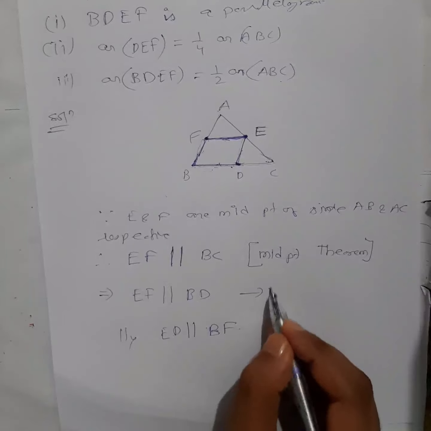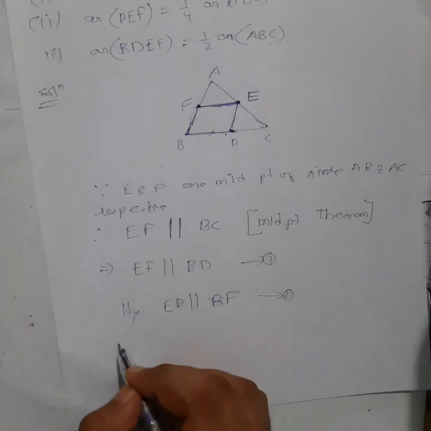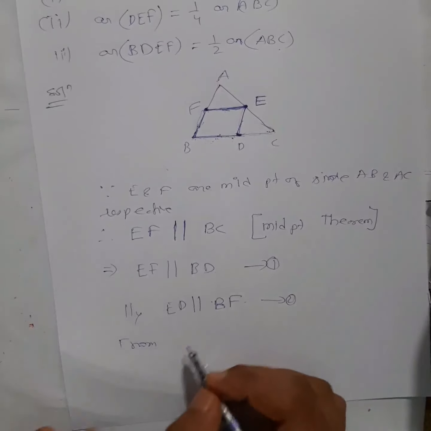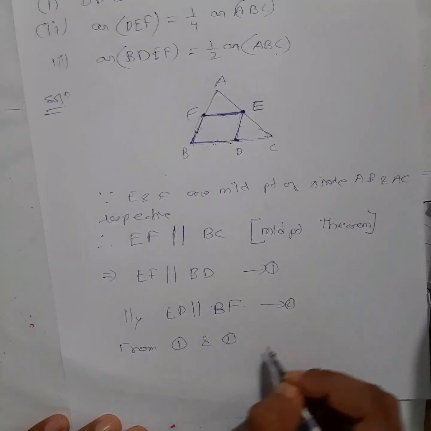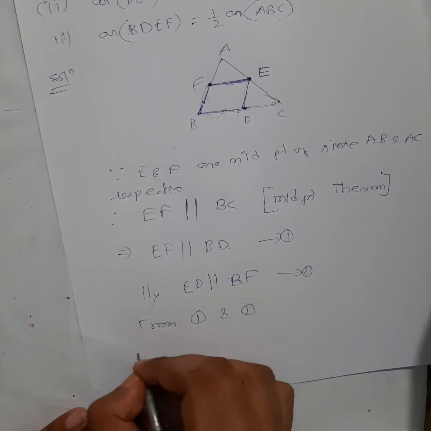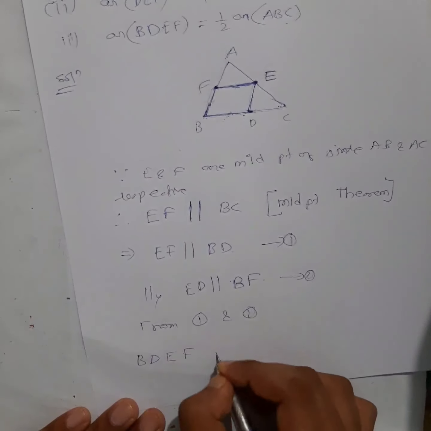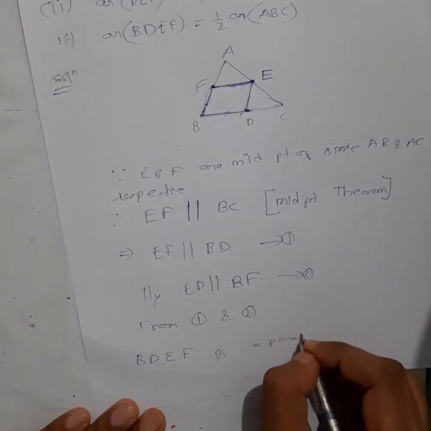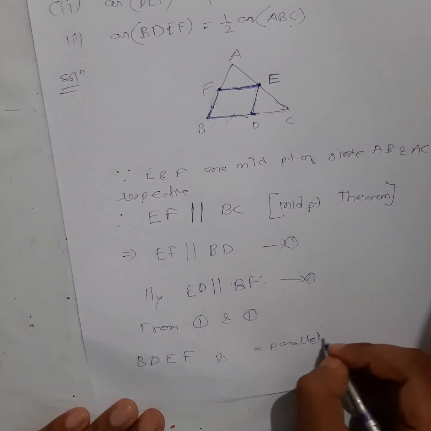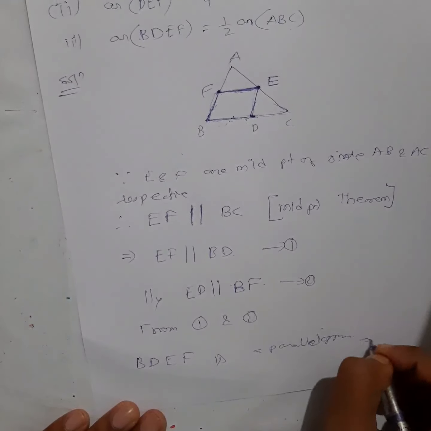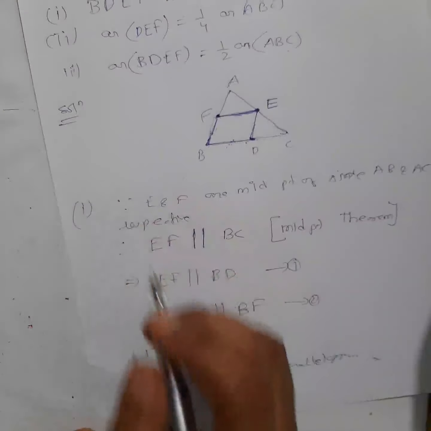Okay. So this you mark as one. This you mark as two. So from one and two, what conclusion can we make? One and two: BDEF is a parallelogram. So the first part is over. Okay, number one is done.